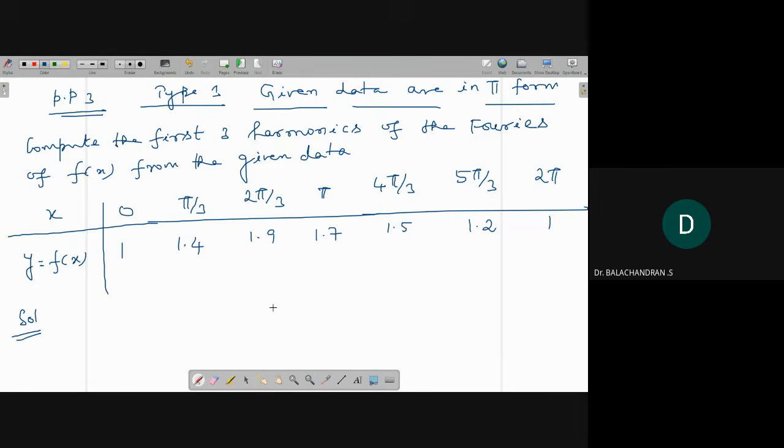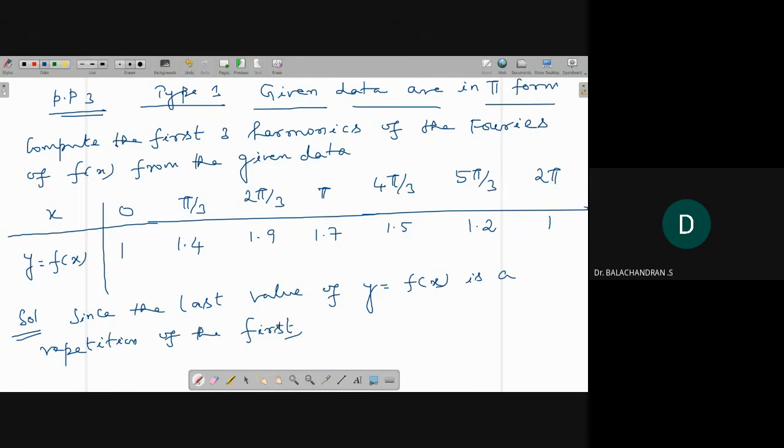You can try. Since the last value of y equal to f of x is a repetition of the first, only the first 6 values will be used.